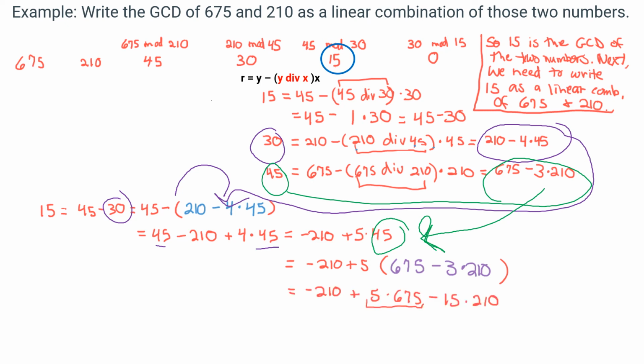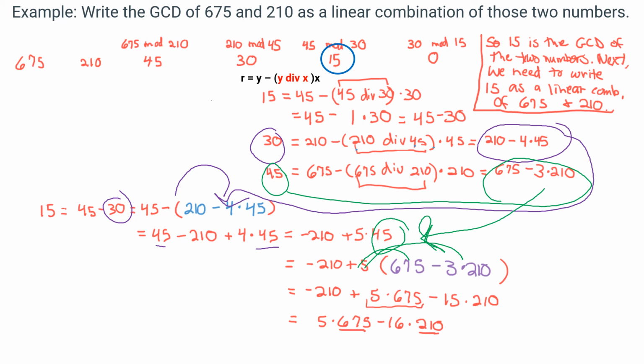But let's clean it up a little bit. We'll distribute this 5 in like that. And so we have 5 times 675 and then 5 times a negative 3. So that gives a negative 15 times 210. And now let's just combine the two tens. We've got negative 1 of them and negative 15 of them. So we've got negative 16 of the two tens. So now we have 5 times 675 minus 16 times 210.